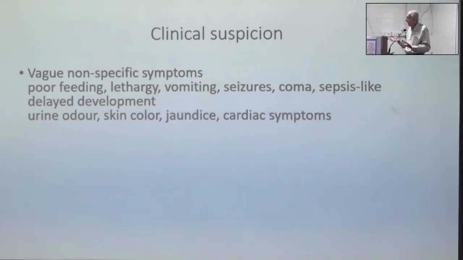coma, sepsis-like. Many times the inborn error of metabolism is diagnosed wrongly as sepsis because you have fever and you have something happening further. And that is how there's delayed development, of course, we said, at which time you look at the urine odor, you look at the skin color, jaundice, cardiac symptoms, etc. For example, you have a child with a neurological manifestation but also has a large liver, then that gives you an idea that no, something different is happening. So that is the symptomatology.